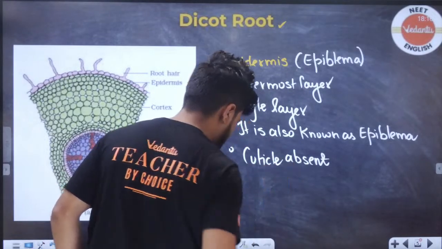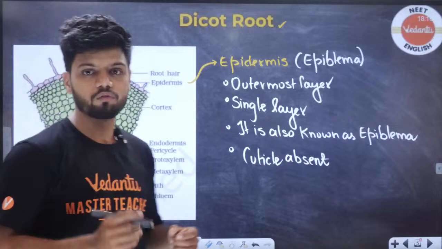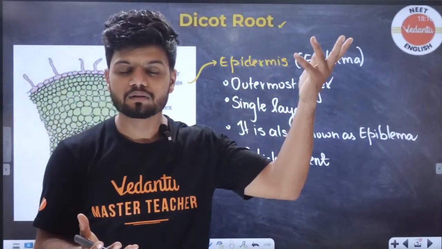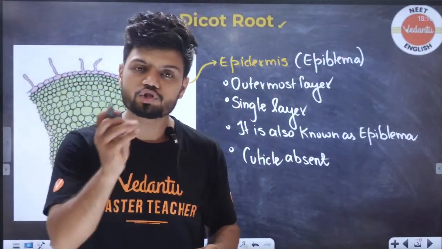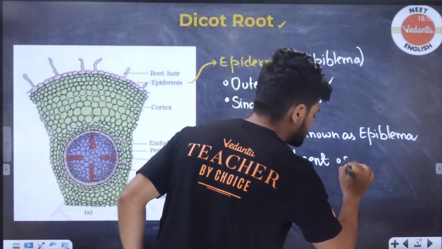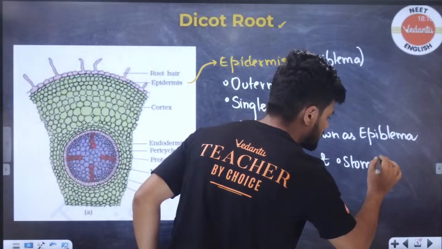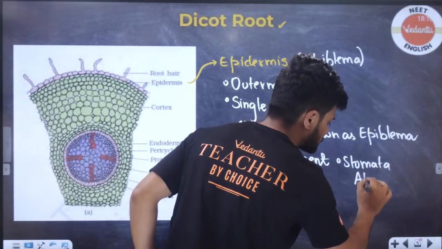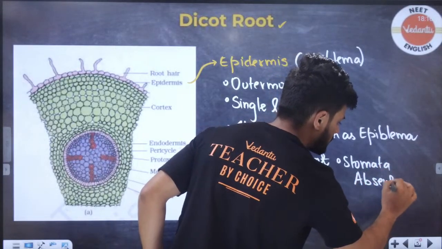Cuticle is absent. Now, what about stomata? Obviously, it is not exposed to the sun. There is no gas exchange here. So, stomata also is completely absent here.